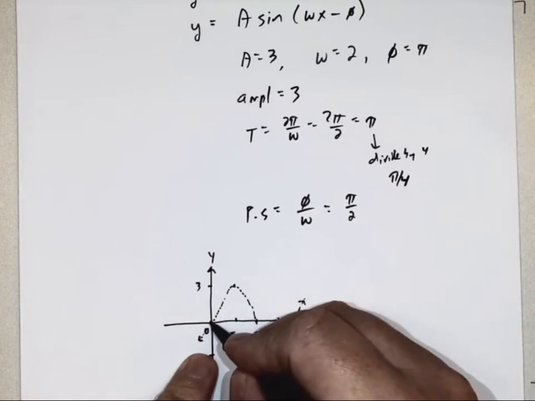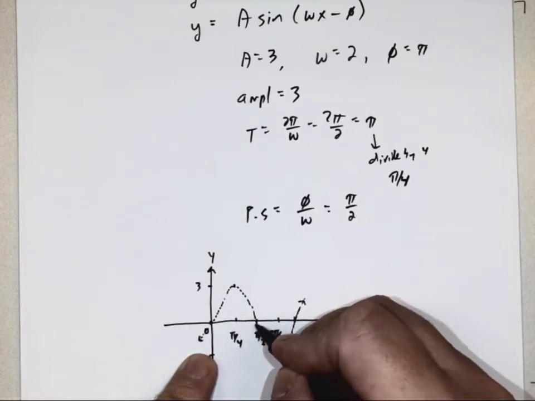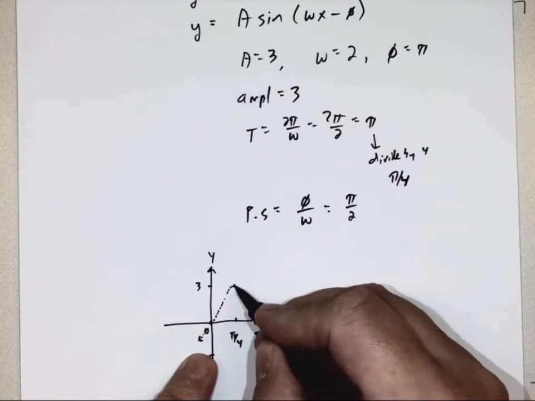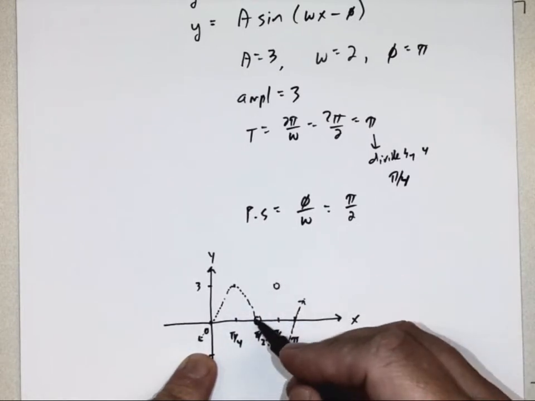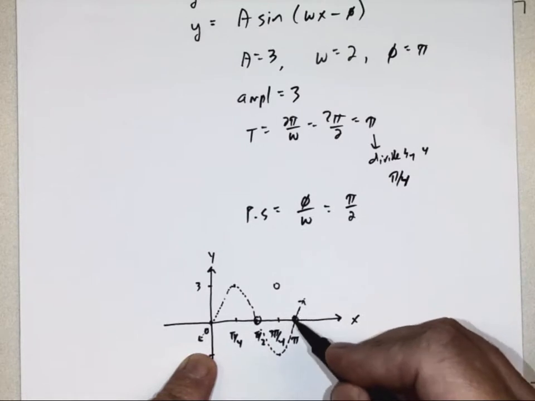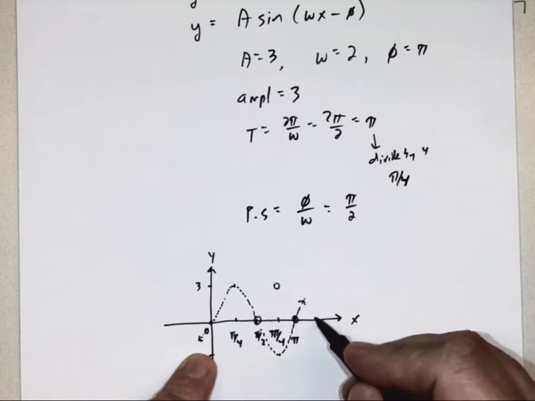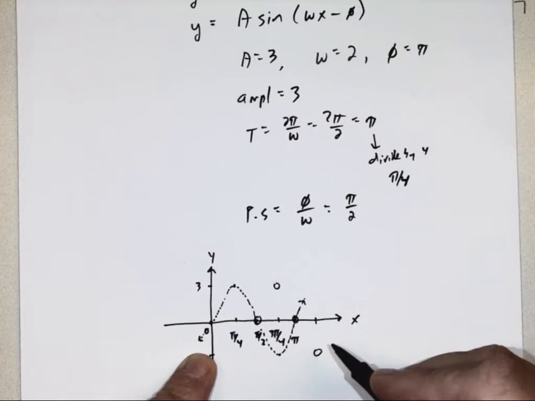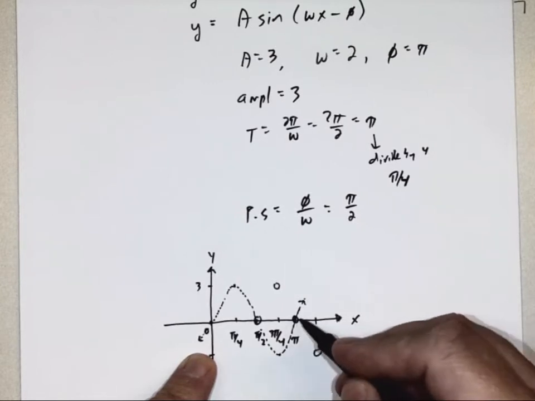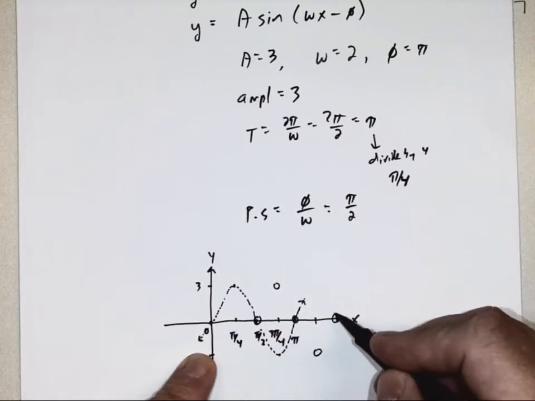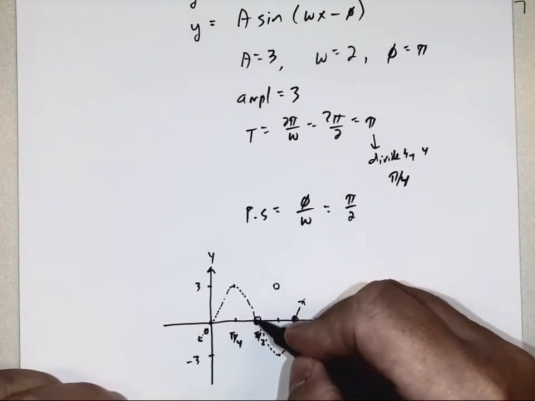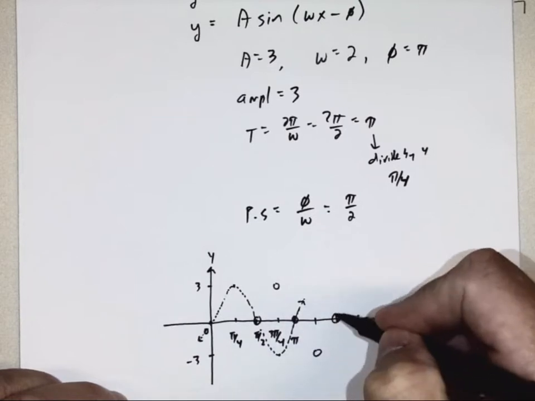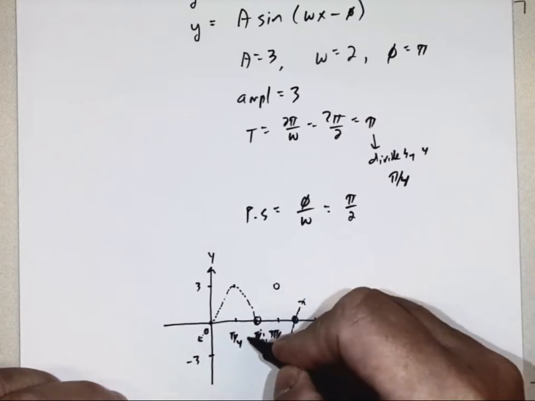So this point, if I move it pi over 2 to the right, it's going to end up there. This point ends up there. This original point ends up there. This point ends up there. And this point ends up there. Now, if you can keep it all straight, I'm going to connect these new open circles. That's my new graph.